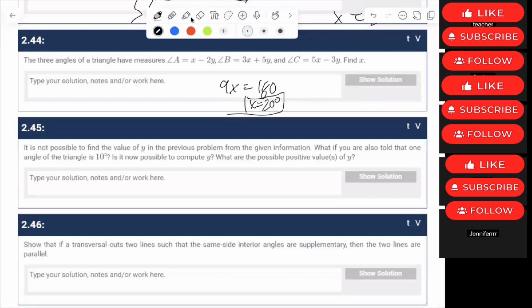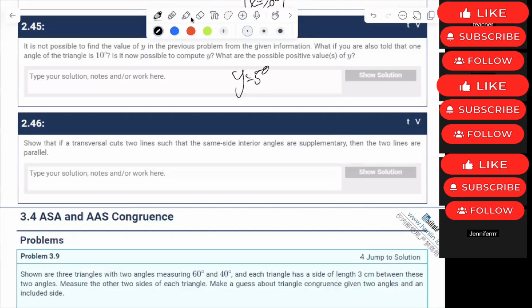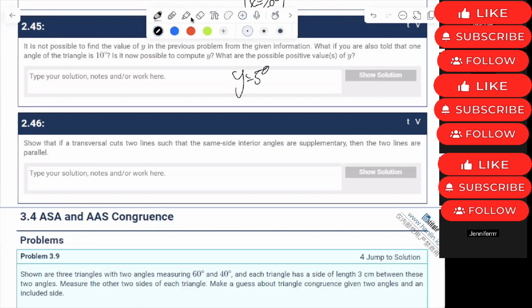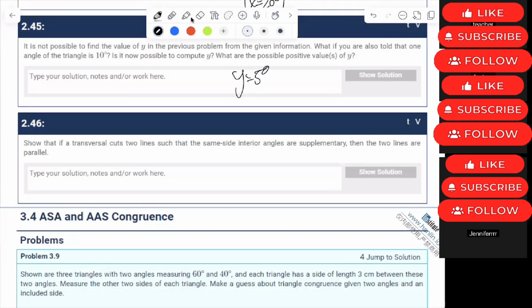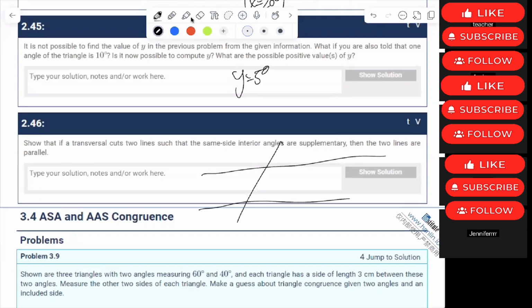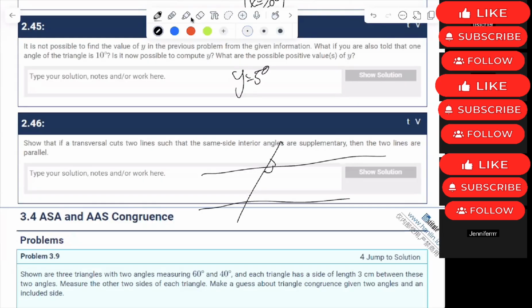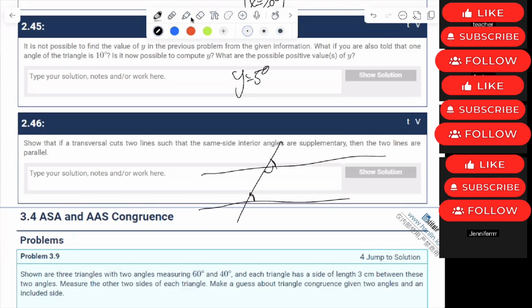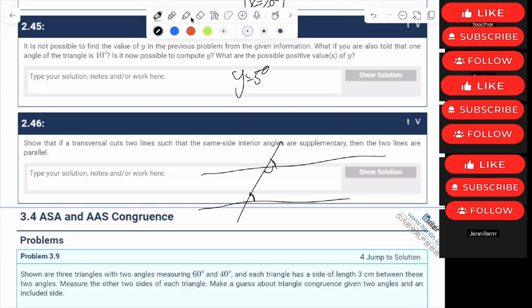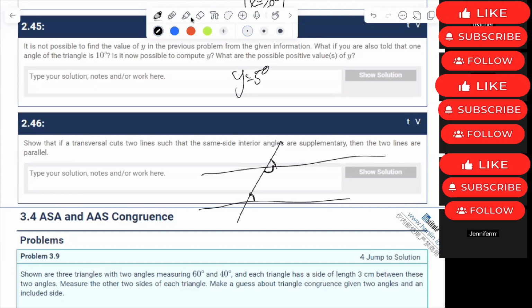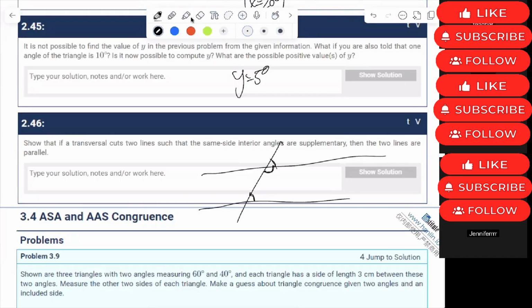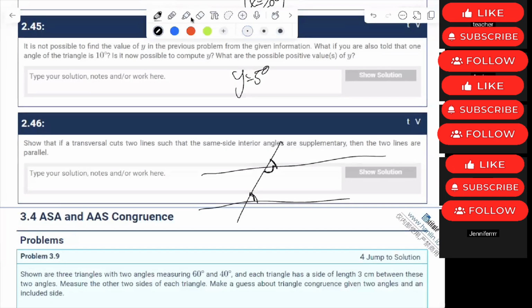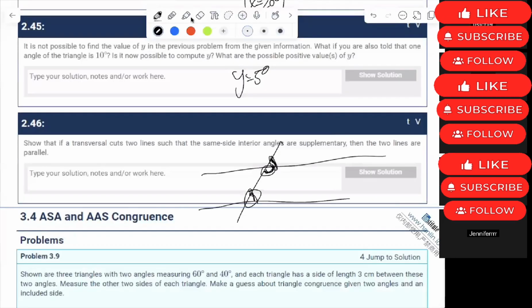Let's get started with this question now. Show that if a transversal cuts two lines such that the same side interior angles are supplementary, then the two lines are parallel. We know the lines are parallel if and only if these angles are the same, which follows because these same side interior angles are supplementary. This means that these angles are the same, because these are supplementary, so this one is also supplementary, and these angles must be equal.